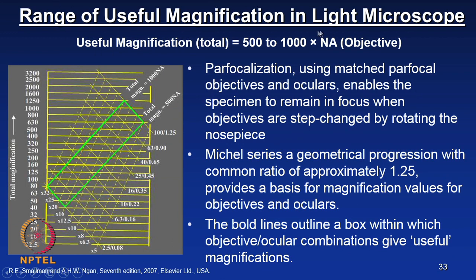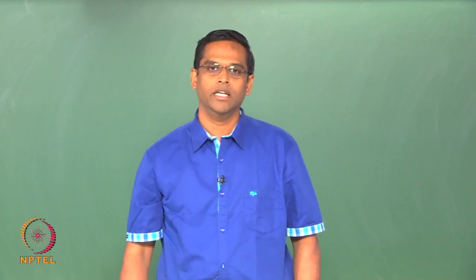The slide shows the range of useful magnification in the light microscope. As I mentioned, this is a plot of the combination of objective and ocular lenses, where the green box indicates the combination of these two that gives the useful magnification. So, in order to emphasize the light gathering power of an objective, which eventually defines the quality of the image, we will now have a little bit of a discussion on the light grasping power of the objective lens.